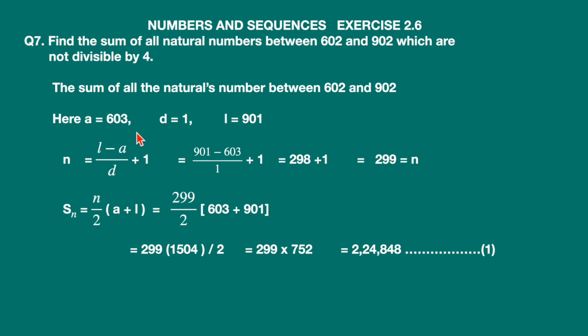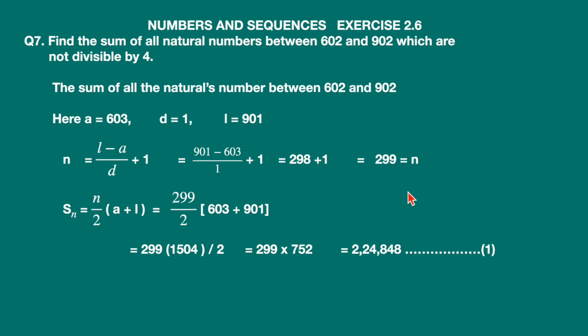Now, the number of terms in this arithmetic progression. This is an arithmetic progression. First, let's find out the number of terms. Use this formula for arithmetic progression. You will get the number of terms as 299. Now, the sum of all these terms will be given by Sn is equal to n upon 2 into a plus l. Substitute these values of a and l and you will get 2,24,848. This is the sum of all natural numbers between 602 and 902.